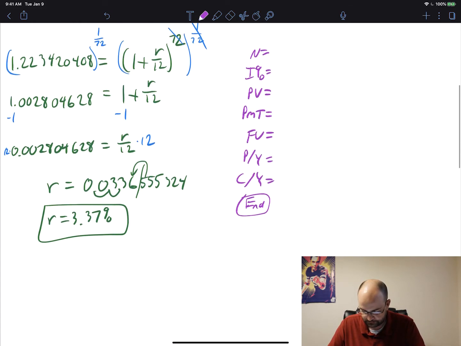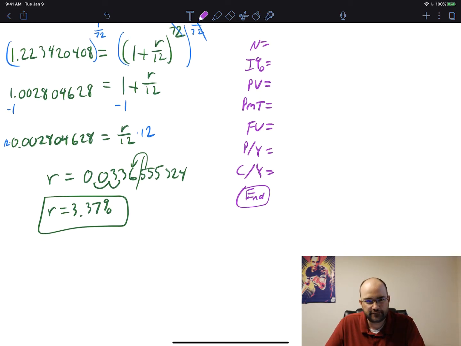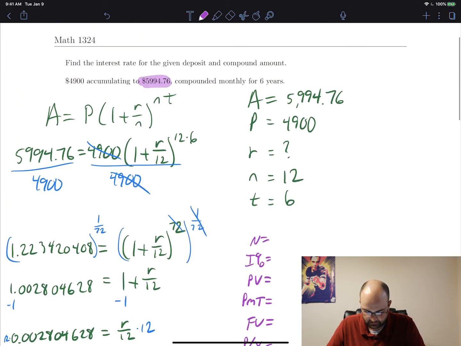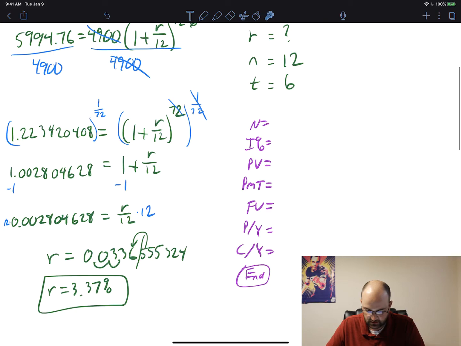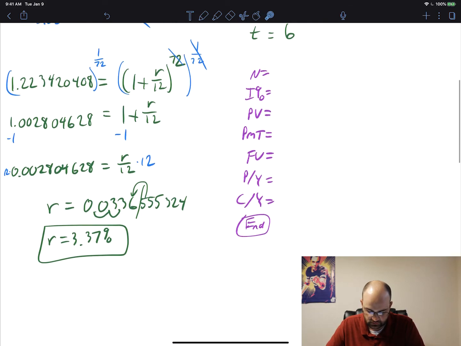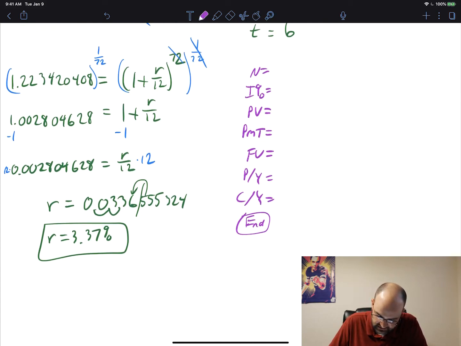Okay, so let's try to figure out what this would be. In this case, N is just the total number of compounding events, which is just N times T. 12 times 6 we determined was 72. So N should be 72. I percent we don't know. That's what we're going to want to figure out.